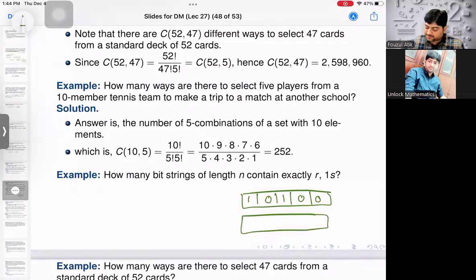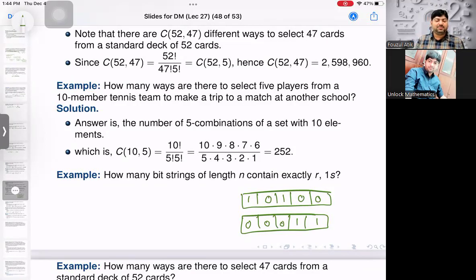Maybe another example is this one. Another example, a 5 element bit string containing exactly 2 ones. So these 3 places are 0, last 2 are 1. These 2. So in this way, how many bit strings of length n contain exactly r ones?